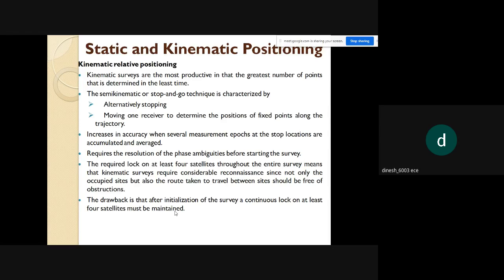The drawback is that after the initialization of the survey, a continuous lock on the 4 satellites cannot be maintained. So that is a drawback. We cannot rely on only those 4 satellites. That is a major drawback in this.